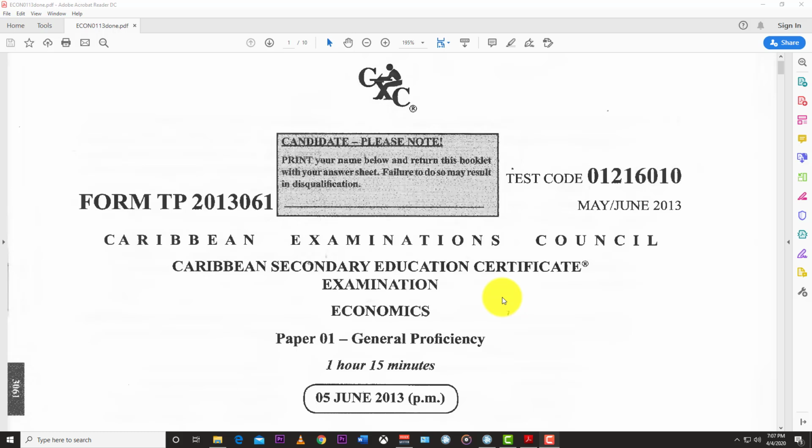Welcome back to Learn SKN, and today we're going to be looking at paper 1. It's kind of old, but you know, CSEC have a habit of repeating a lot of the questions. So it's a May-June 2013 Economics paper 1.